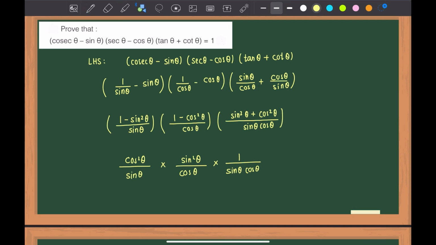So clearly this cos one time, this cos the full time, this sine one time, this sine the full time. All we are left with is simply 1, which is equal to the right hand side. Therefore LHS is equal to RHS, and this is how we can prove these long questions very simply by converting them into sine and cos form.